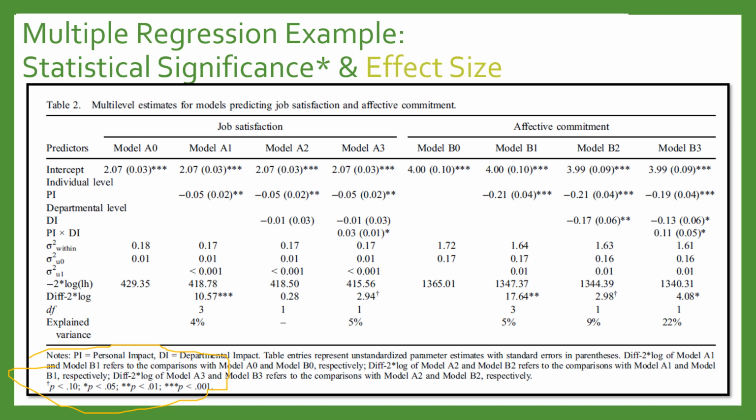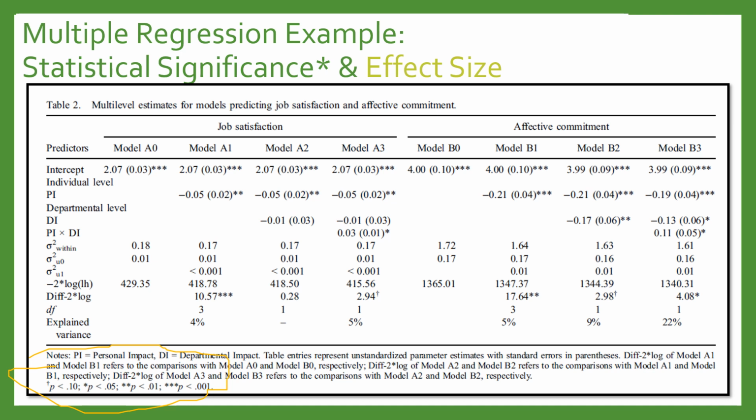So the first model, A1 and B1, in a multiple regression analysis typically only includes the primary independent variable. So in this case, personal impact of budget cuts. And that model is designed to make predictions about the dependent variable, which in this case would be job satisfaction for the model A's, and affective commitment, or emotional attachment to the university, for the model B's.